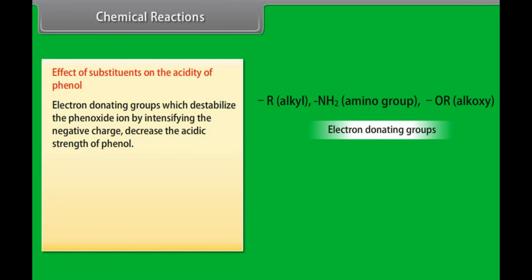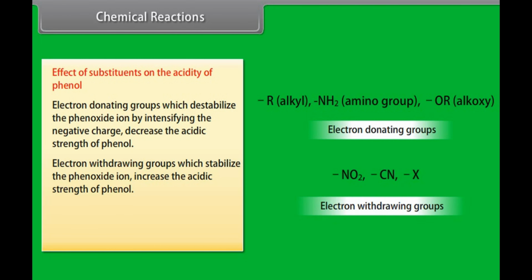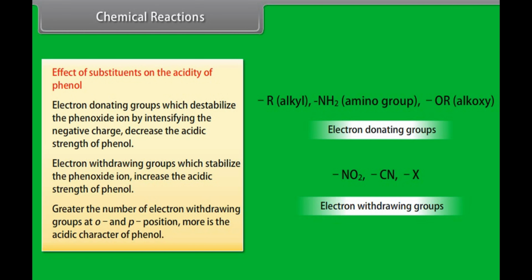Electron-donating groups which destabilize the phenoxide ion by intensifying the negative charge decrease the acidic strength of phenol. Electron-withdrawing groups which stabilize the phenoxide ion increase the acidic strength of phenol. Greater the number of electron-withdrawing groups at ortho and para position, more is the acidic character of phenol.